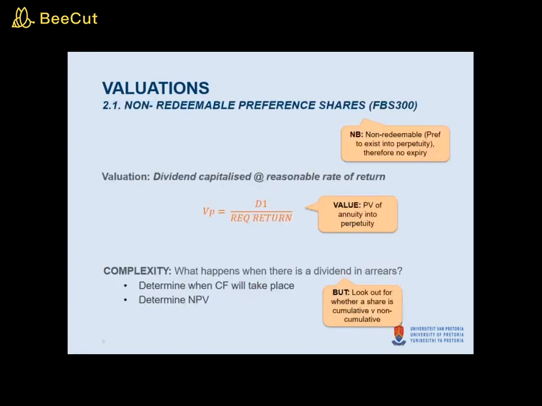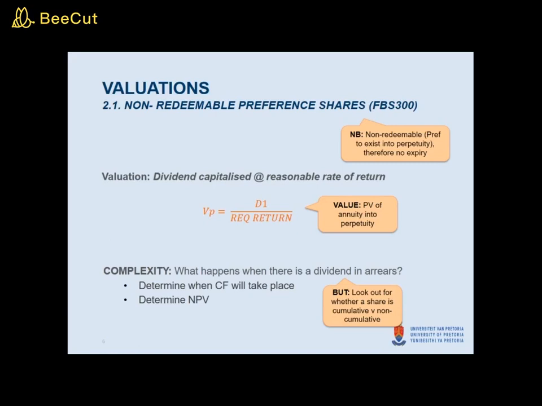If we look at non-redeemable preference shares, we know that they're never going to be bought back. So as a result, we need to determine the perpetuity value for that particular instrument. In other words, all future dividends from now until the end of time need to be discounted back to get to the value in today's term.